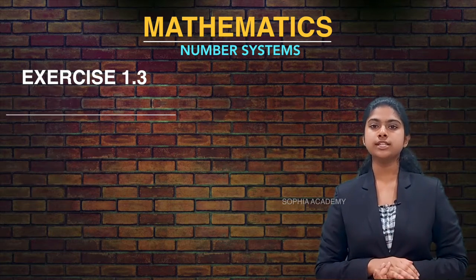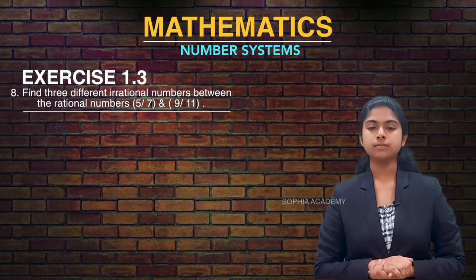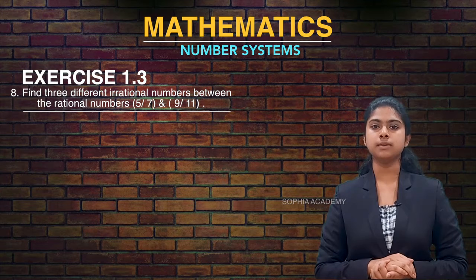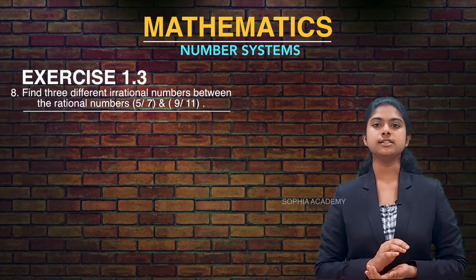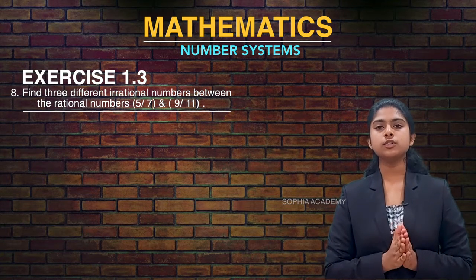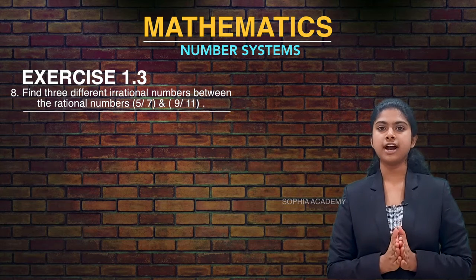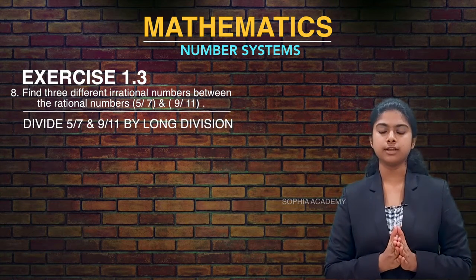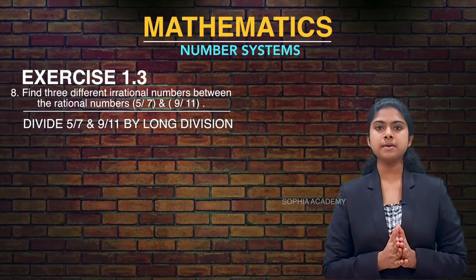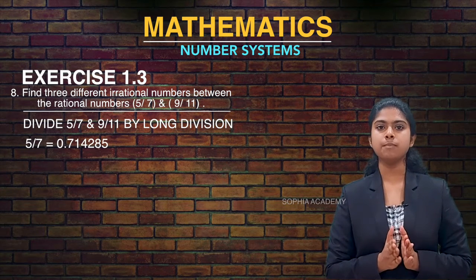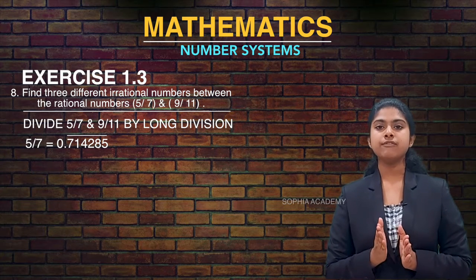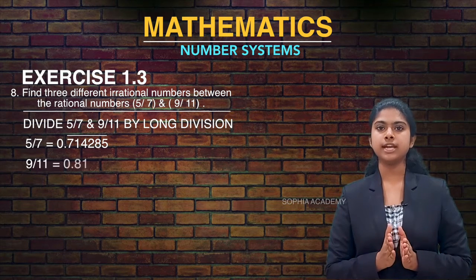So moving to the next question, question number 8. Find 3 irrational numbers between the rational numbers 5 by 7 and 9 by 11. To find the solution for this, we have to divide 5 by 7 and 9 by 11 using the long division method. When we divide 5 by 7, we get 0.714285 the whole bar, and when we divide 9 by 11, we get 0.81 bar.